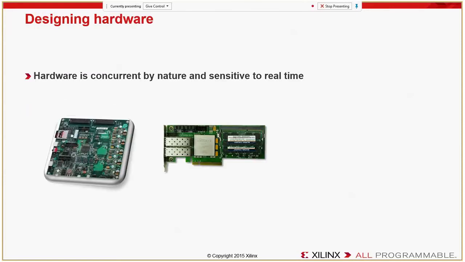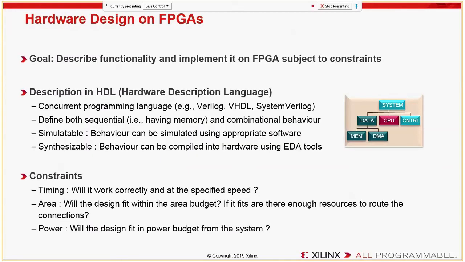So one key thing to remember when designing hardware is that hardware is concurrent by nature and sensitive to real time. This is somewhat different from software, which tends to be sequential. As a result of this, a description of hardware tends to happen in a concurrent programming language. The category of languages used to describe hardware are called HDLs, or hardware description languages. Some popular examples are Verilog, VHDL, and System Verilog.